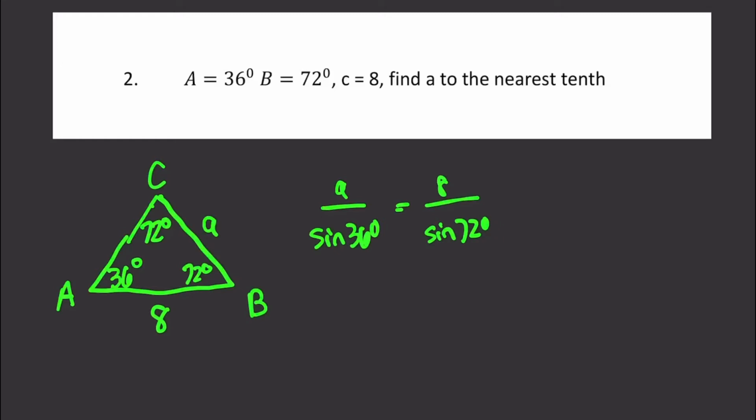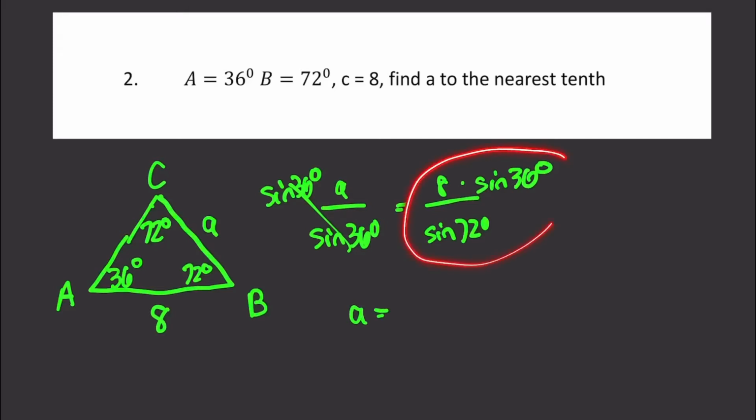And I always like to put the variable here because that just means to solve this equation, I have to multiply both sides by sine 36. If I do that, those cancel. Obviously, I'm going to get a value for A here, and you just need to plug all of this into your calculator. Please make sure you're in degree mode for that. Let me check mine. I got 4.9.